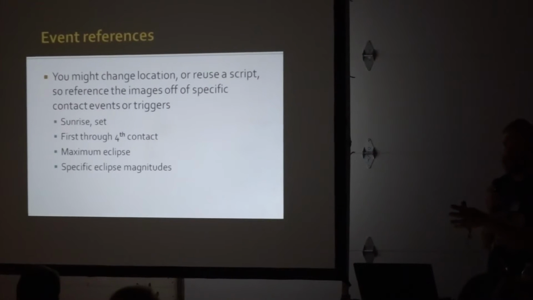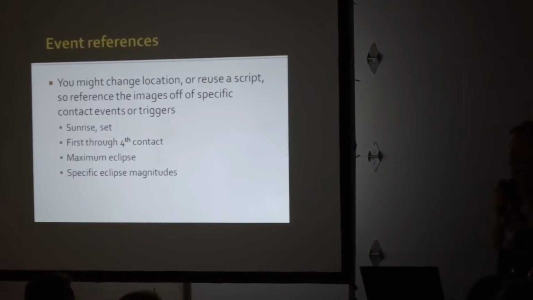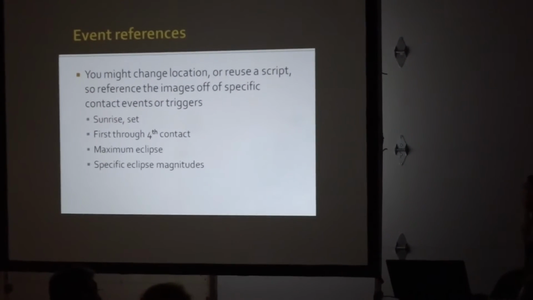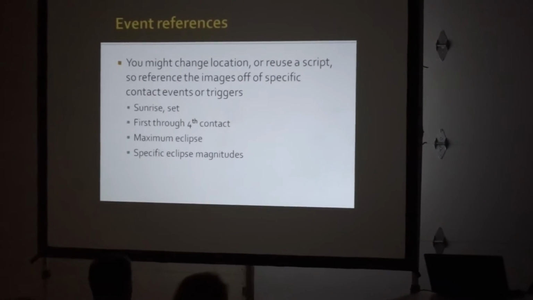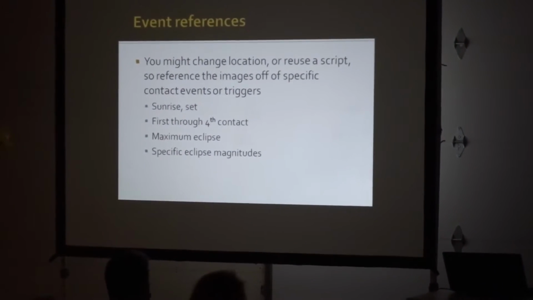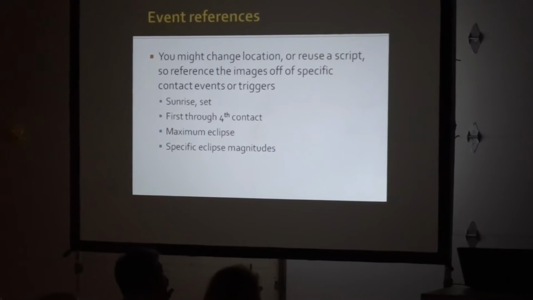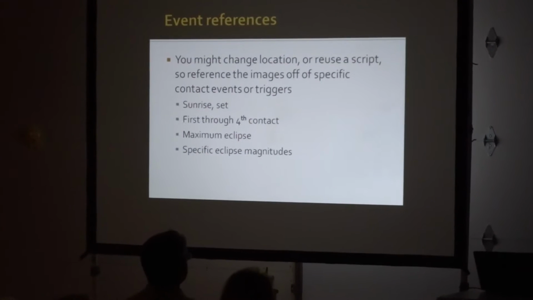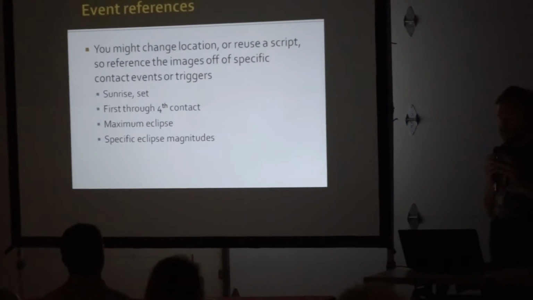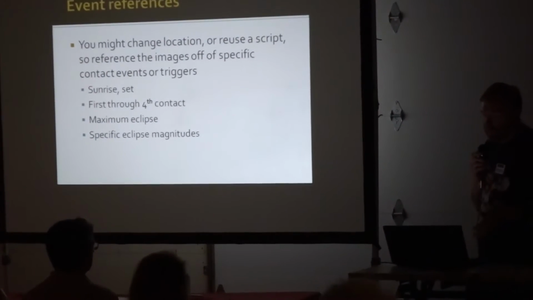And so that happens like on boats. If you've got to go find a clear hole, you don't want to have all your times locked down to the second. You've got to be able to adapt. So these are the kind of things that the software allows you to reference off of: sunrise, sunset, first through fourth contact. Obviously, second contact and third contact are the important ones when the totality begins and ends.